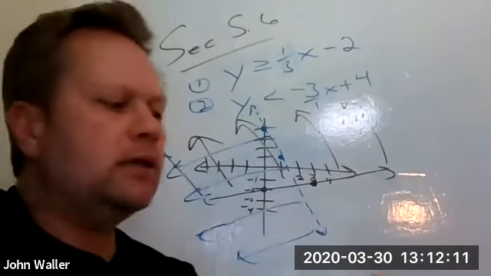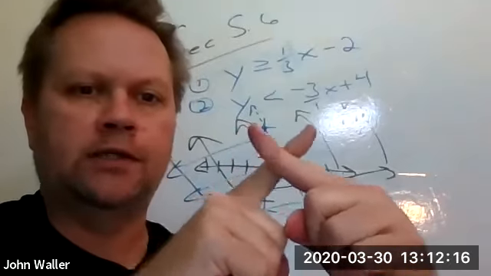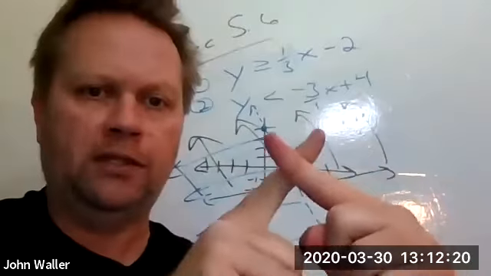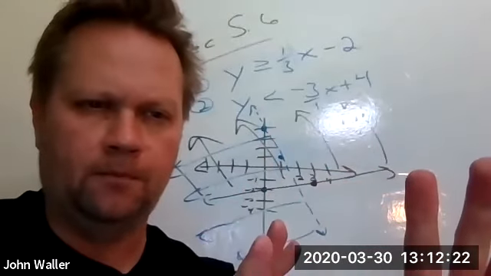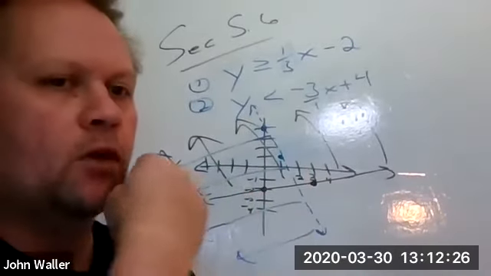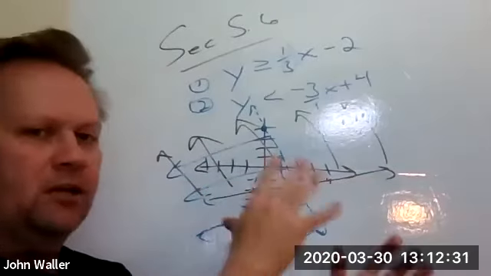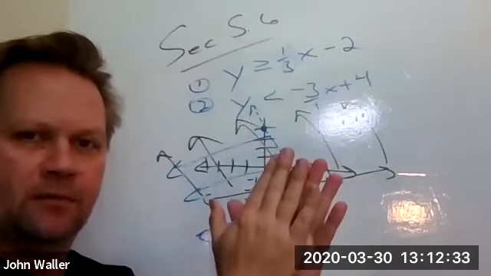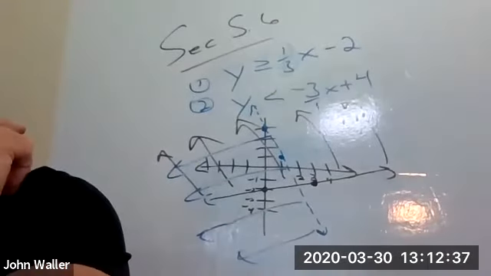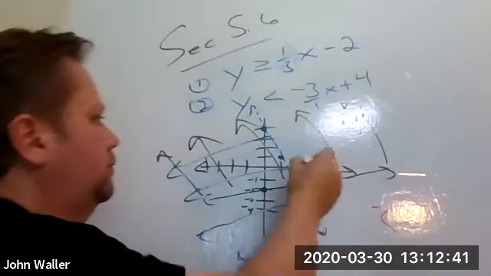Now, back in section 5.1, when we graphed two lines and I said, what's the solution to that system? It would be the point where they meet, correct? You guys remember that? So now when I have systems of inequalities, the solutions are where the shading meets. So right here, this would be a solution.